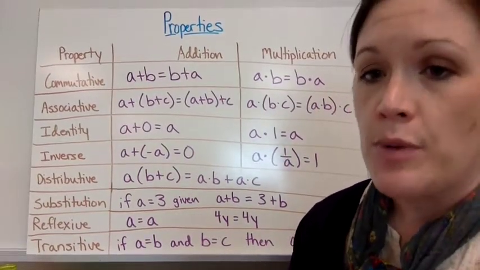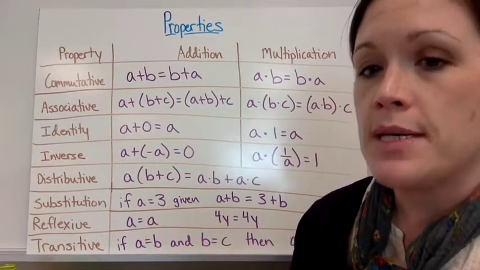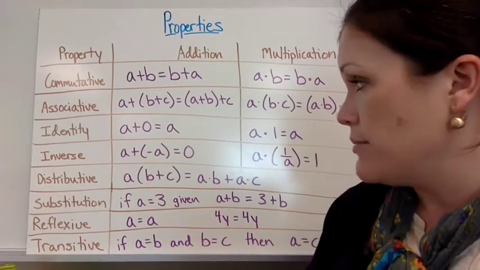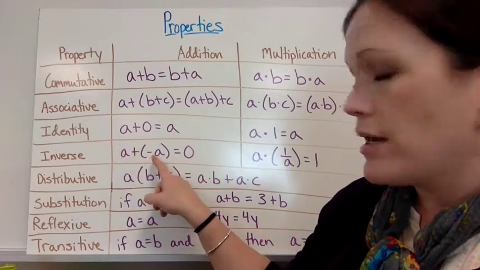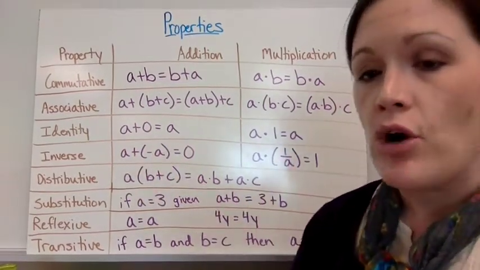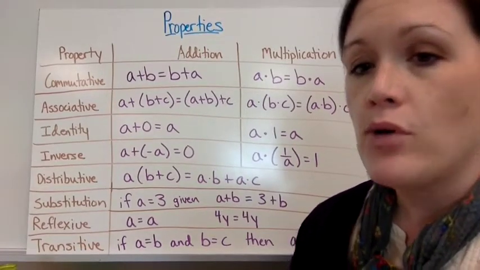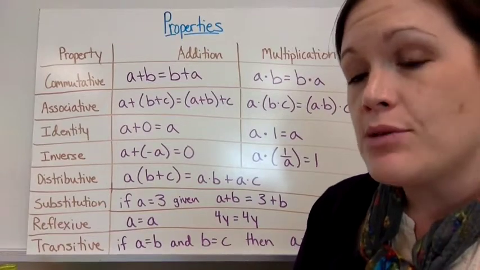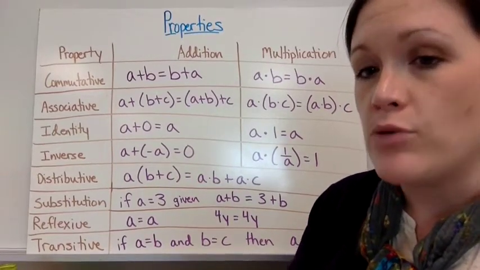For the inverse property, the additive inverse makes something come out as 0 because you're adding the opposite of that something. So a plus negative a would add up to 0. And then the multiplicative inverse, it's called, is when you multiply by the reciprocal, and it'll come out to equal 1. So inverse adds to equal 0 or multiplies to equal 1.